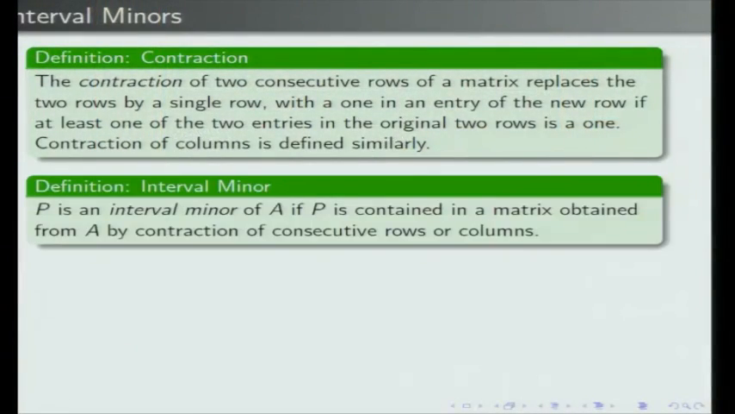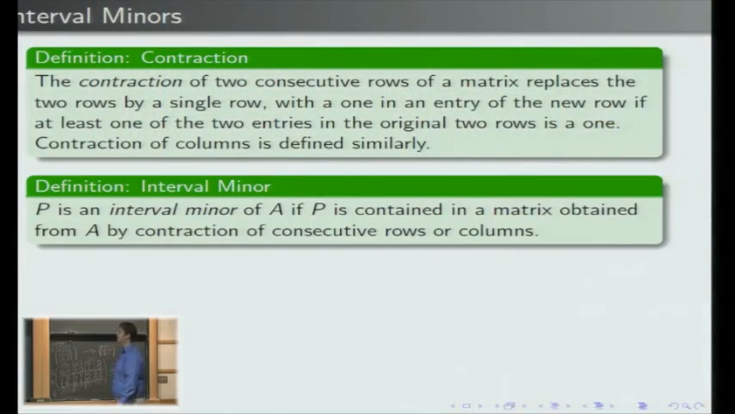Then there's a notion of interval minor. A matrix P is an interval minor of A if P is contained in a matrix obtained from A by contraction of consecutive rows or columns. So first you contract some of your rows and columns, and then you see if P is contained in one of these contractions. Do they commute? If you contract a consecutive set of rows and then a set of columns, do you get the same thing? Yes.